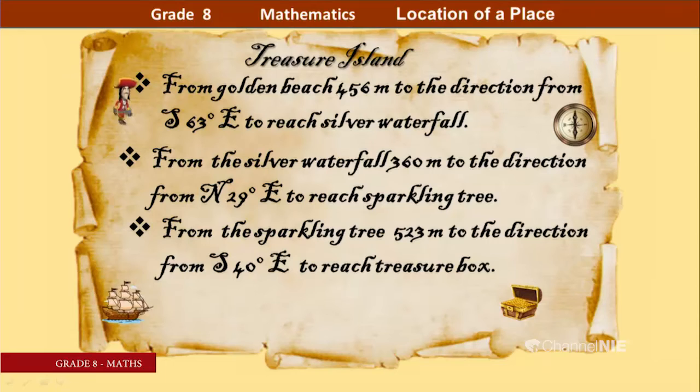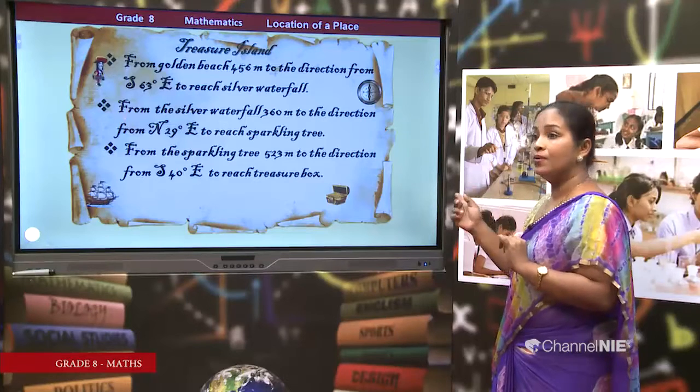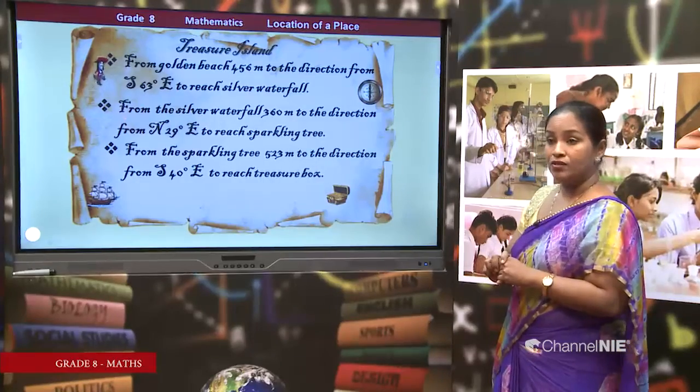From the sparkling tree, 523 meters in the direction from south to east, angle 40 degrees. Then you can reach the treasure box. Check again. What is the distance from the sparkling tree? 523 meters in the direction 40 degrees from south to east. Then you can find the treasure box.